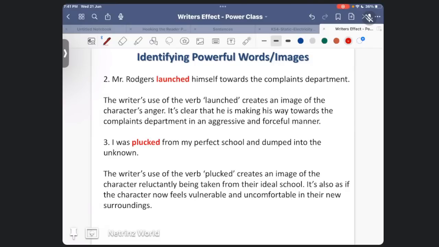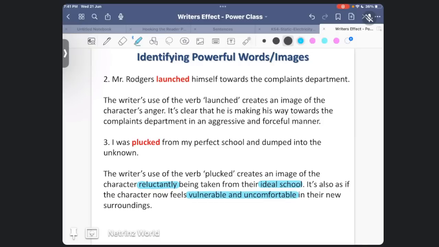I was plucked from my perfect school and dumped into the unknown. The writer's use of the verb plucked creates an image of the character reluctantly being taken from their ideal school. It's also as if the character now feels vulnerable and uncomfortable in the new surroundings.